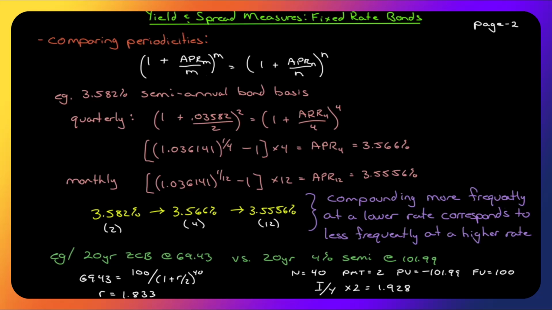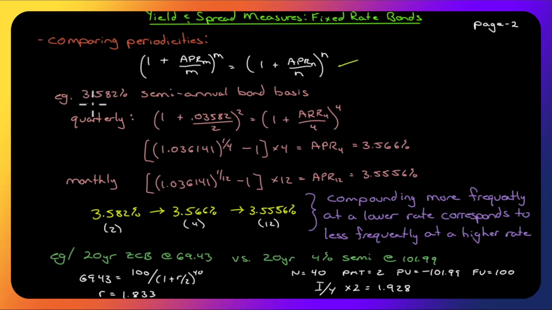So we have to take the semi-annual yield to maturity and say, well, what is that equivalent to if it were compounded quarterly? And this is what we're going to do here. We're going to convert one bond from a certain periodicity to another to be able to compare them. And this is what the formulation looks like, and it looks rather daunting, right? So it's easier to show you an example.